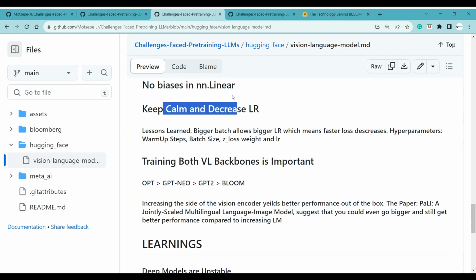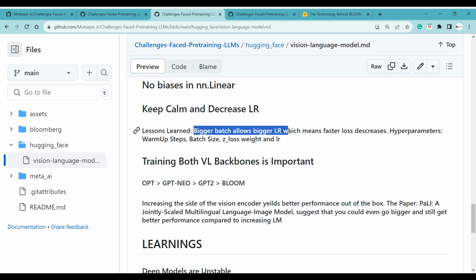Keep calm and decrease your learning rate, even though this is where we always run to. Hugging Face in this case also said that even if we decrease the learning rate, that's fine, but it's important to have bigger batches, because this will allow you to have a bigger learning rate, which will then allow you to have faster loss decrease. So it's more like a lesson learned: even though people decrease the learning rate, it's important that you have a bigger learning rate along with the bigger batch, because you're going to decrease your loss much faster. I think it's also the same thing that the folks at OPT at Meta did, because they thought that if you start with a bigger learning rate, even if you diverge, you can always decrease it, rather than starting with a lower learning rate, if that makes sense.